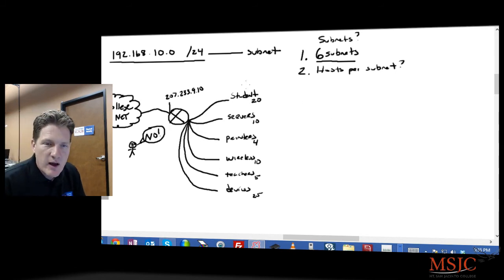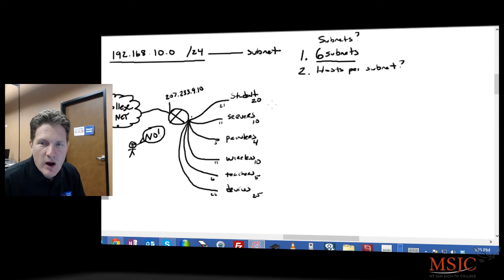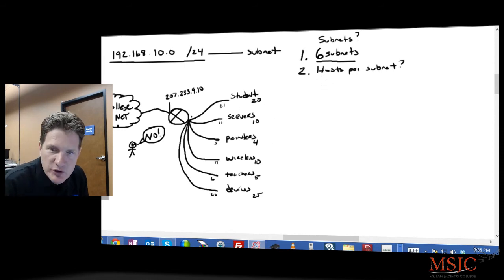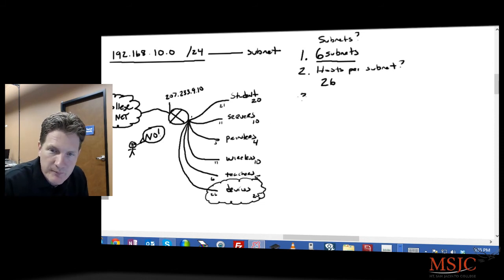So in this case, and by the way, you have to count the router interface. So in this case, I have 21 required here, 11 required here, 5 required here, 11 required here, 6 required here, and 26 required here because I have to include the router interface. So the question becomes now, all right, so I need at least 26 hosts per subnet, right? Because my largest network has 26. So I need at least 26 hosts per subnet. All right? Number 3.